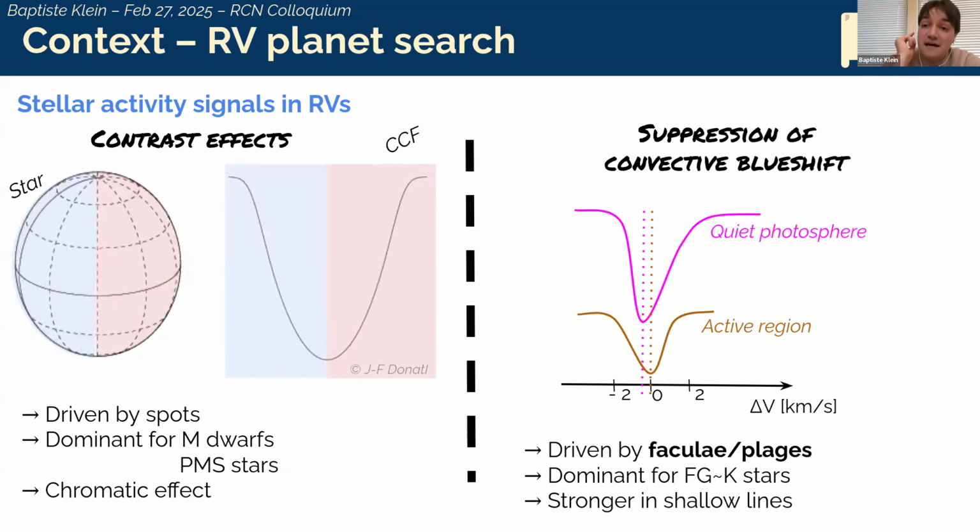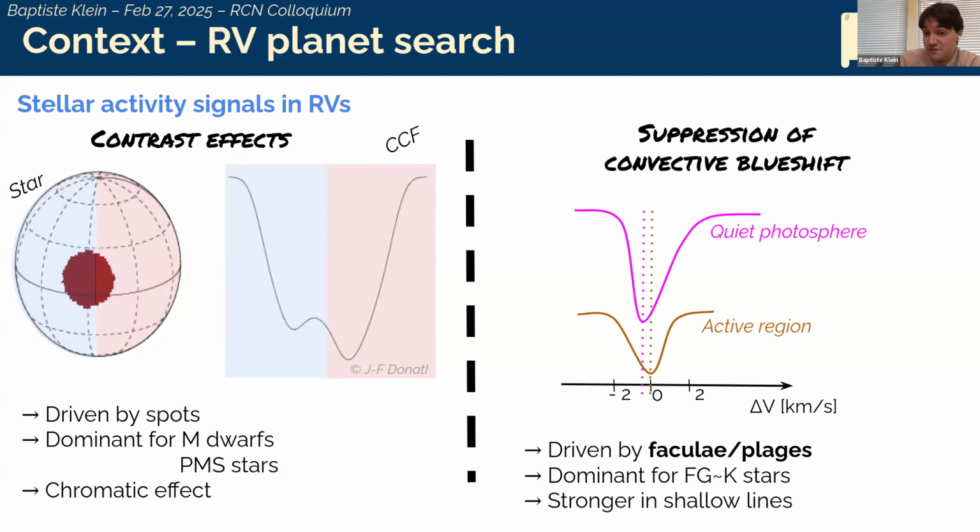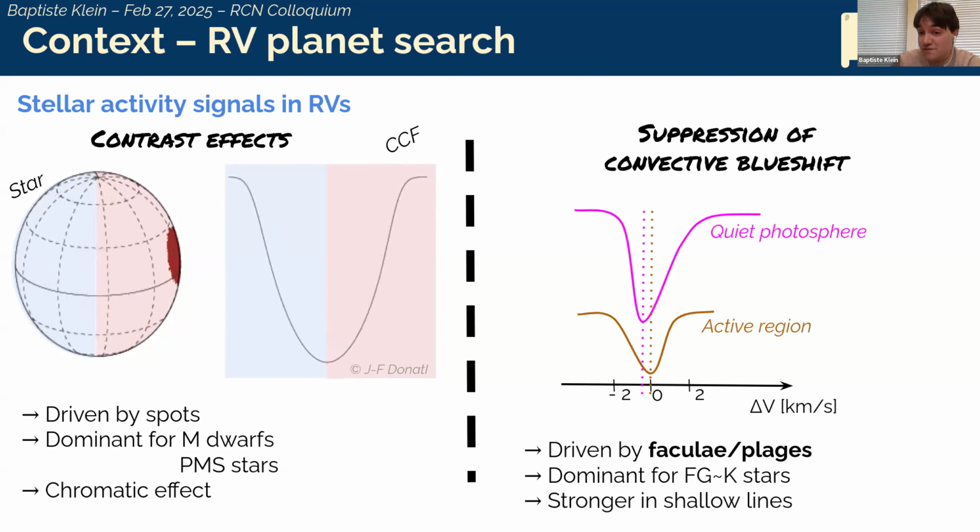On the other hand, for stars like our Sun, we are sensitive to another effect linked to active regions, which is the suppression of the convective blueshift.